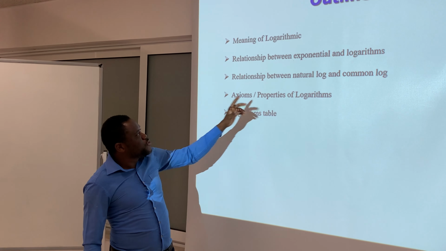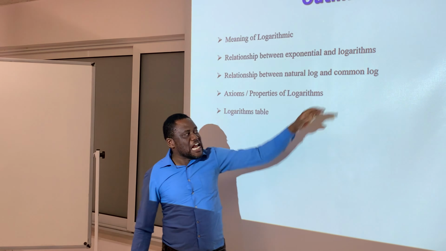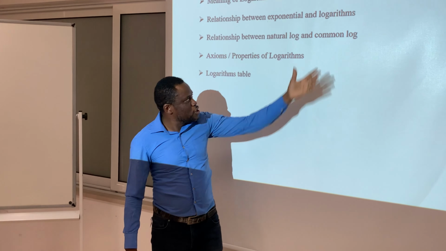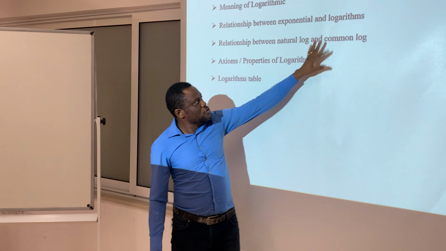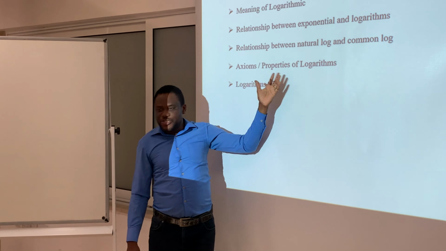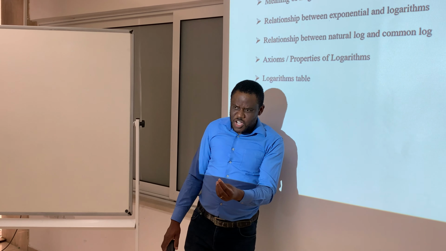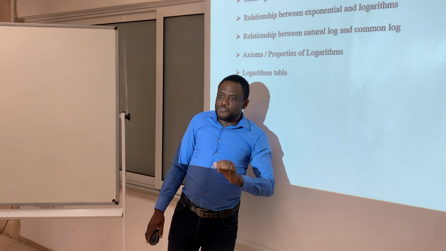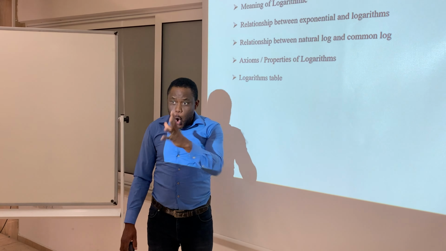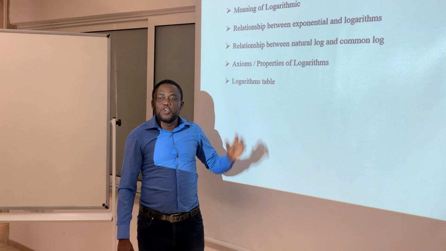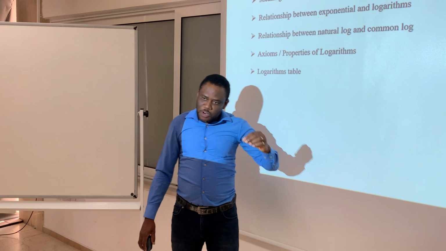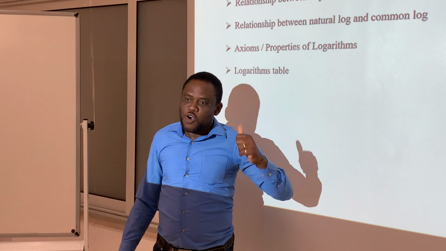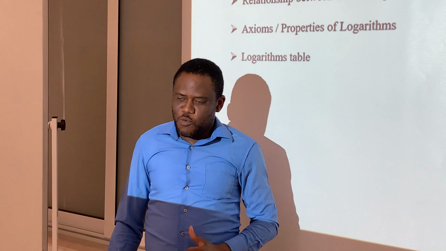The relationship between natural logarithm and common logarithm. What we know at this level, I'm very sure, is common logarithm. Now let us see how to relate both of them. We look at some axioms, the properties, the rules, the regulations, the property of logarithm. This is very important. The law and the logarithm table. How to use logarithm table to solve problems. Instead of using calculator multiplication, we use logarithm table. Today, we're going to look at it.